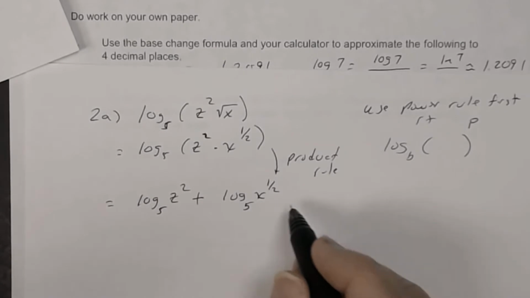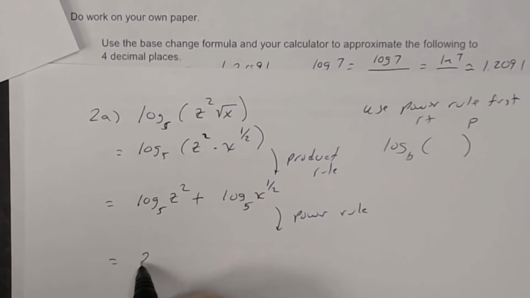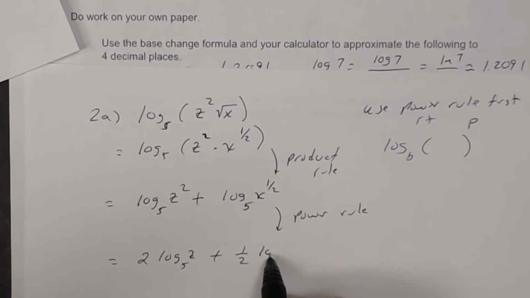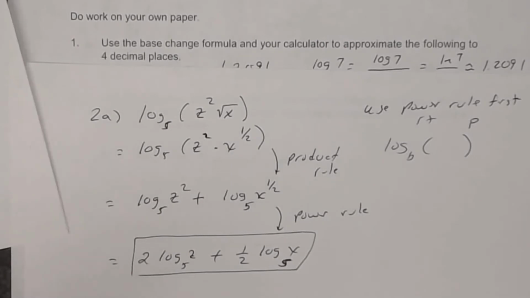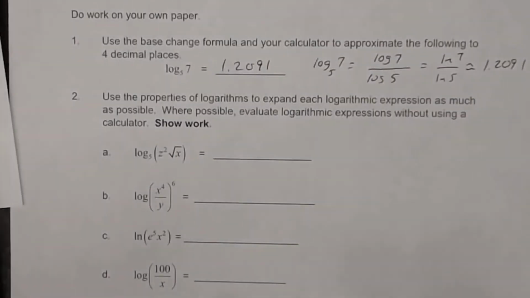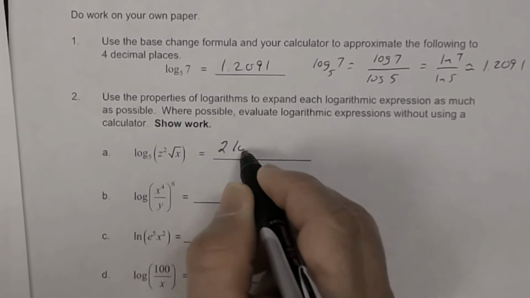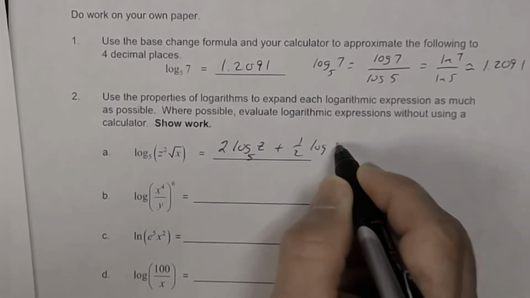All right, so now I'm going to use the power rule. So the power rule is going to be next. So I get 2 log of z base 5 plus 1/2 log of x base 5. Just make sure it looks like a base. And there's your answer. Okay, so that's all you do. Remember you have to use the properties as much as possible. So that's number 2a. The answer is 2 log of z base 5 plus 1/2 log of x base 5.